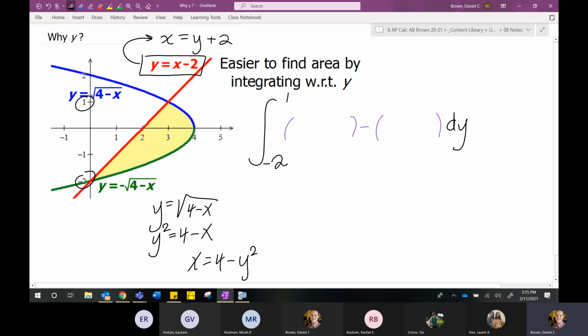Looking at the green one, it was y is equal to negative square root of 4 minus x. Well, if you square both sides, what's happening to that negative? It goes away. It turns to a positive. So you end up with that same y squared equals 4 minus x, which is the same graph.